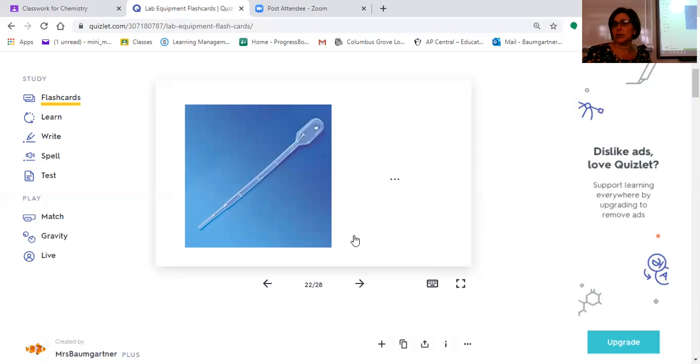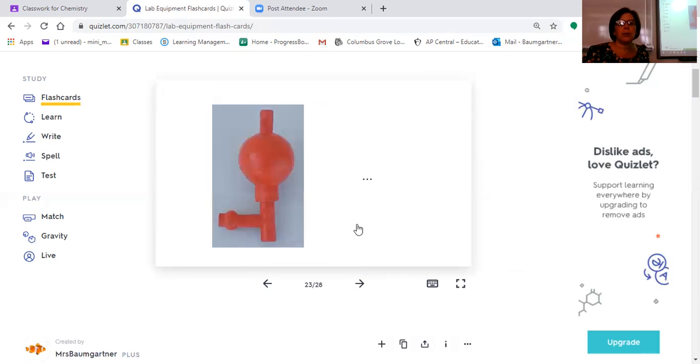Questions so far? Is some of this new? A little bit, not much. Here's that pipette bulb. And we're going to do a whole lab. We're going to teach you how to pipette. We're going to do a whole lab. We're going to teach you how to titrate.